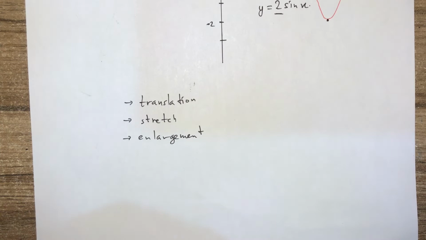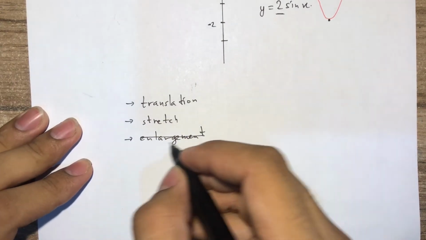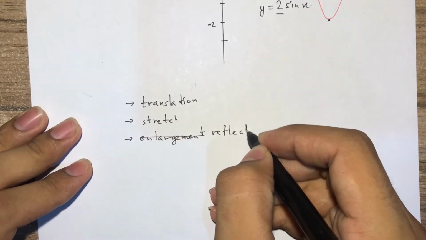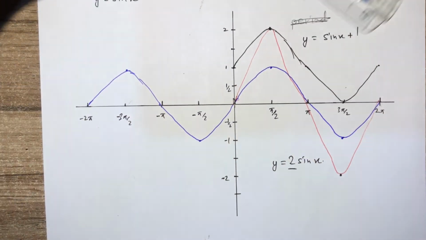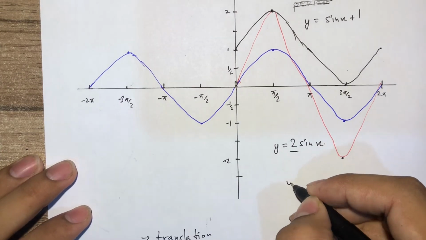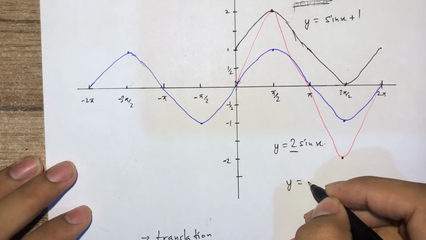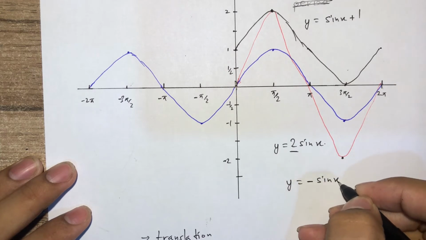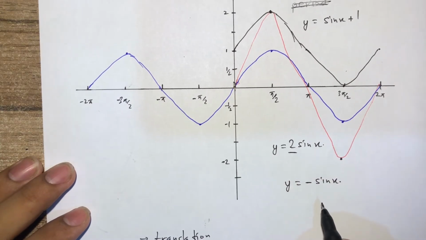Okay, I made a mistake over here. There's no enlargement in the syllabus. There's reflection. So what else can we have? In reflection, we can have y equals negative sine x. This will be a vertical reflection, right?